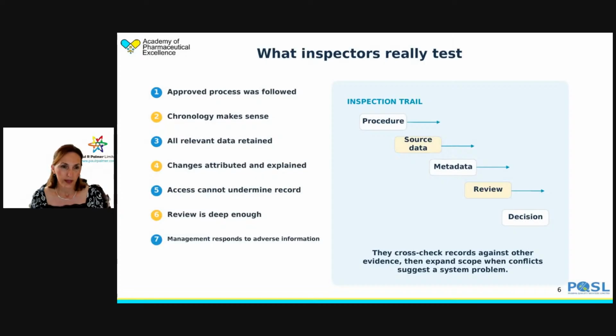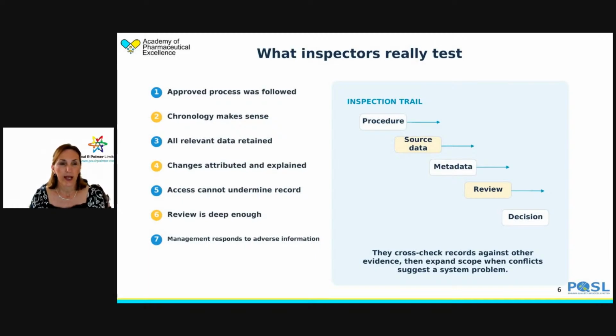Then the third test would be: were all relevant data retained, including the failures, the repeats, any aborted sequences and invalidated results? A fourth test would be: can every meaningful change be attributed and explained? And the fifth one: are access controls strong enough that the record cannot be undermined by shared accounts, excessive privileges, or uncontrolled administrators?